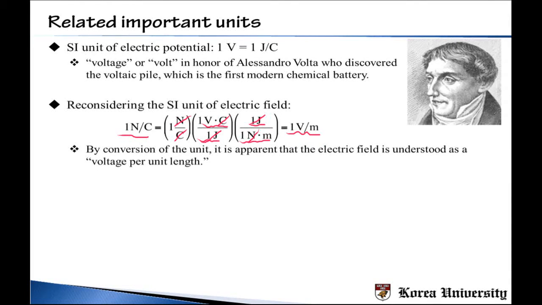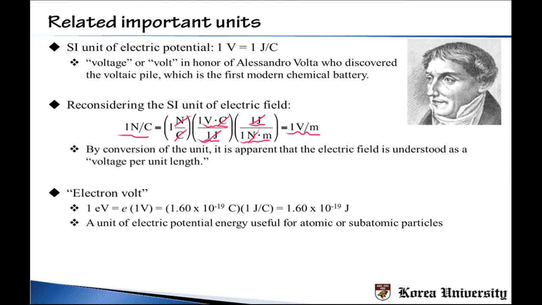So what does it mean? We previously learned that the SI unit of electric field is 1 Newton per coulomb, but we can also use the same unit as 1 volt per meter. So 1 Newton per coulomb is exactly equal to 1 volt per meter. What it also means is that if there is a 1 volt electric potential difference across a distance of 1 meter, that is equal to 1 Newton per coulomb.